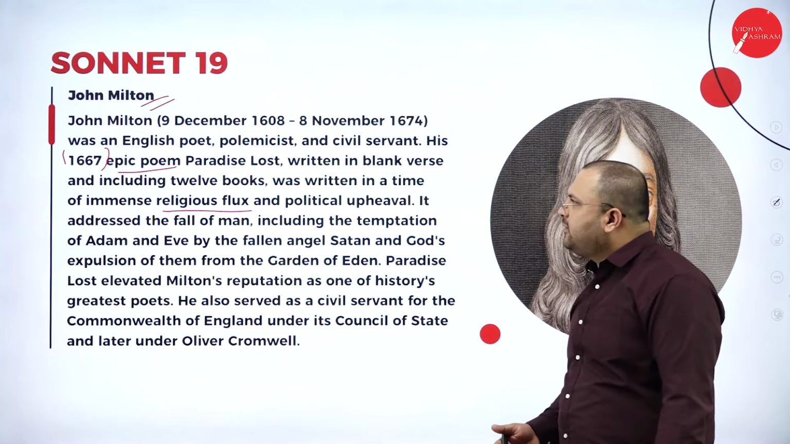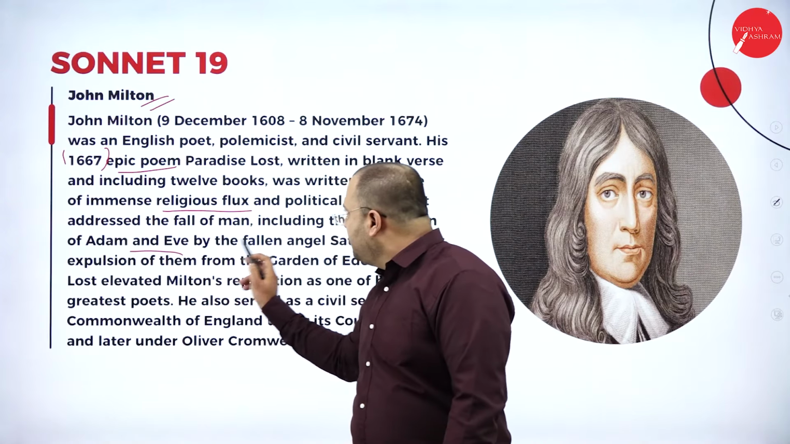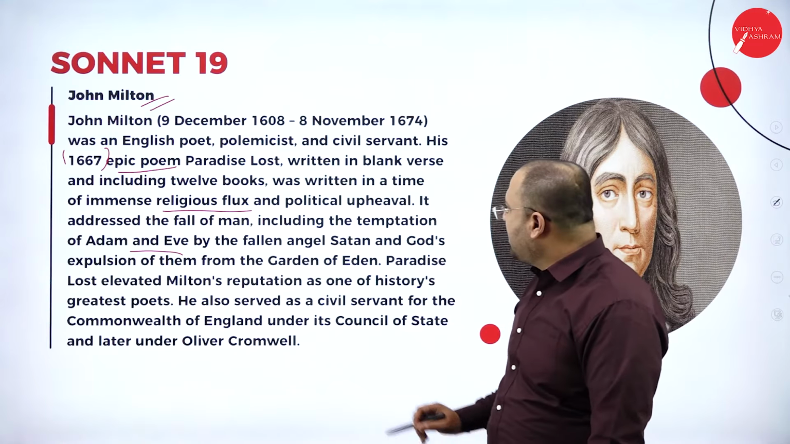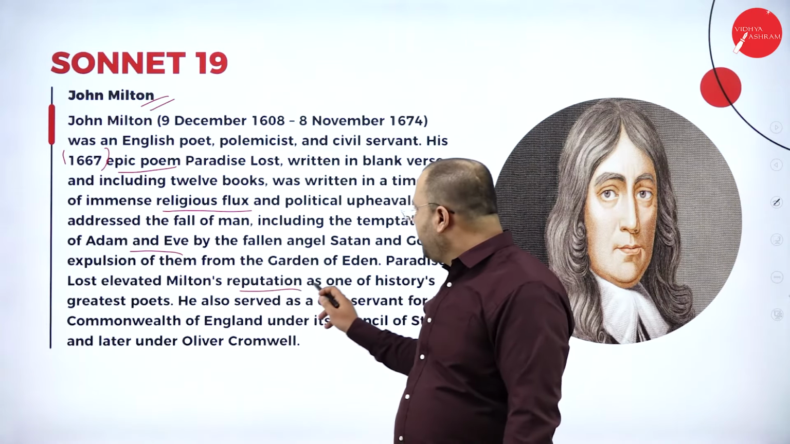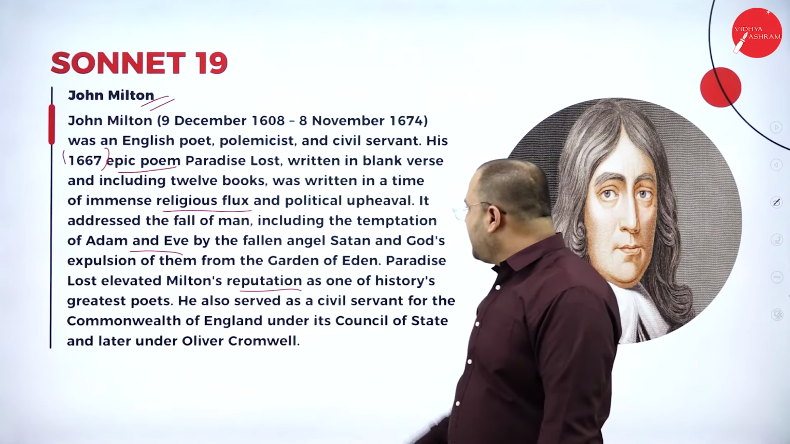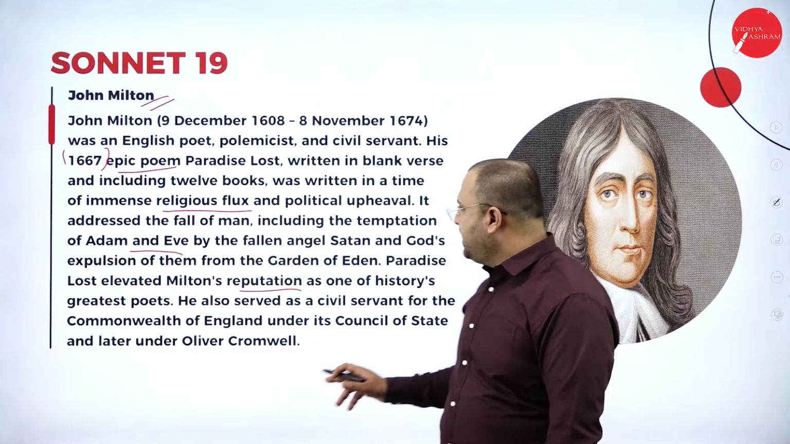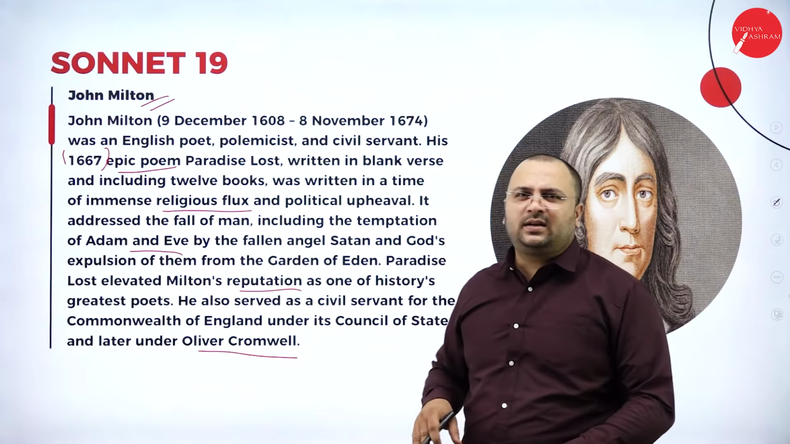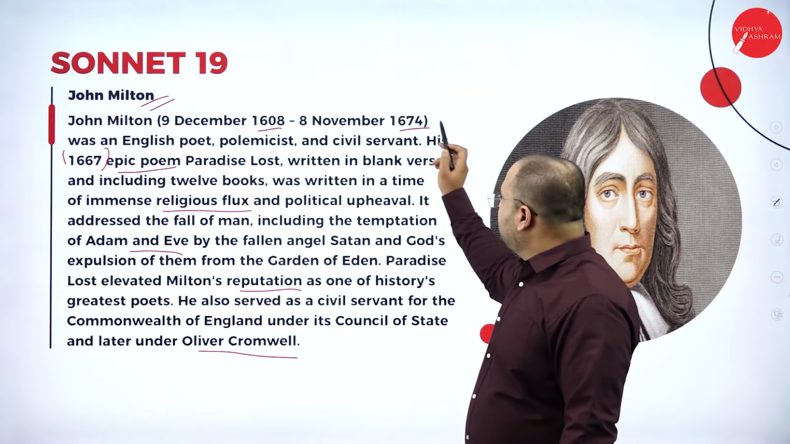It addressed the fall of man, including the temptation of Adam and Eve by the fallen angel Satan and God's expulsion of them from the Garden of Eden. Paradise Lost elevated Milton's reputation as one of history's greatest poets. He also served as a civil servant for the Commonwealth of England under its Council of States and later under Oliver Cromwell. So this is the brief introduction about John Milton, 1608 to 1674.